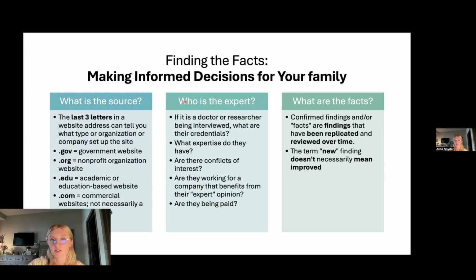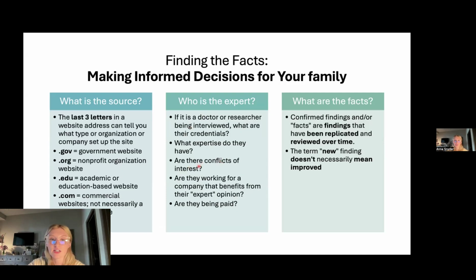The next question that you can ask yourself is, who's the expert? So I've seen a lot of podcasts out recently where someone will interview a doctor or a researcher, and you hear them say, "Oh, I'm a doctor, I'm a researcher." An important thing to know is, what are their credentials? Another important question is, what expertise do they have on the topic that they're discussing? They may be a doctor, but do they study pediatrics? Do they study immunology? Areas that are relevant, important to what you're trying to gain information about.